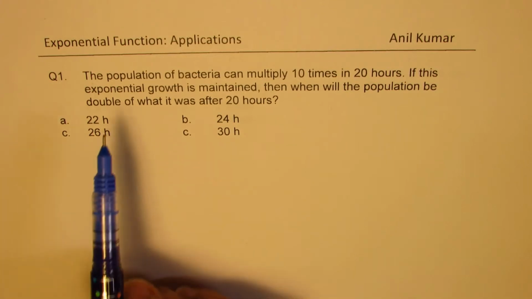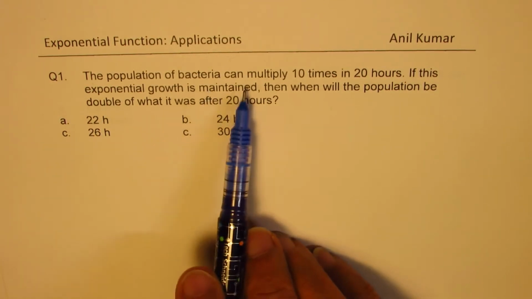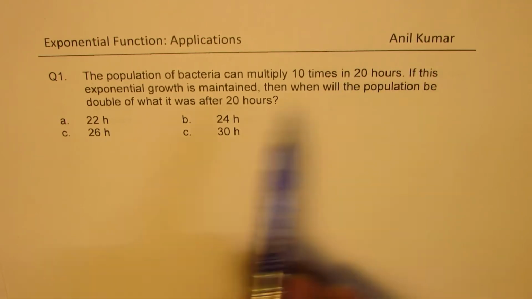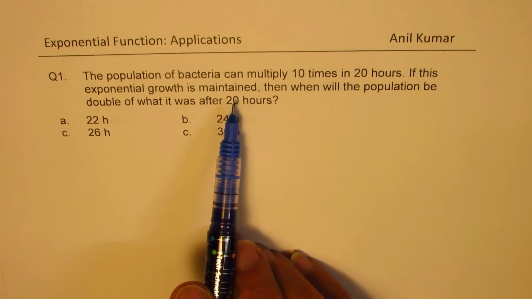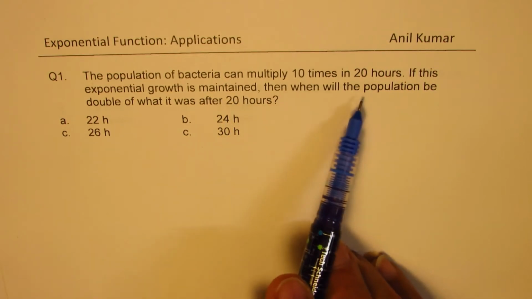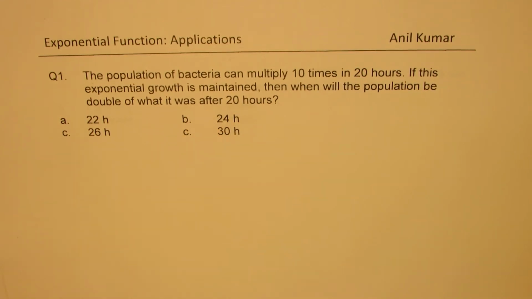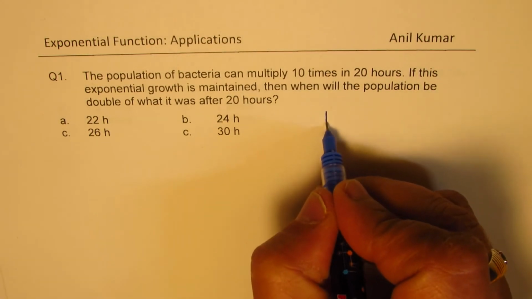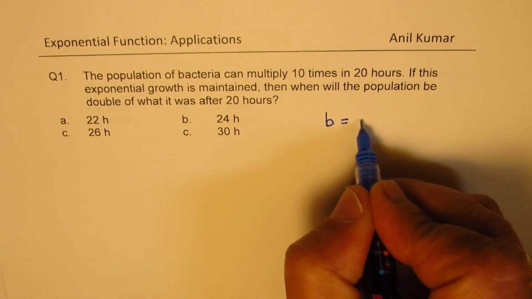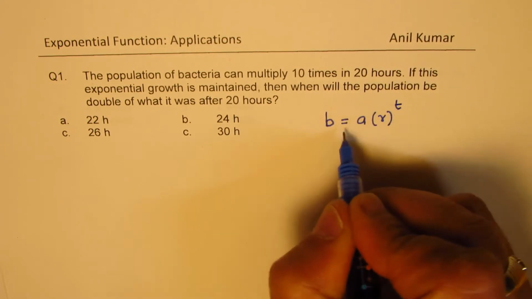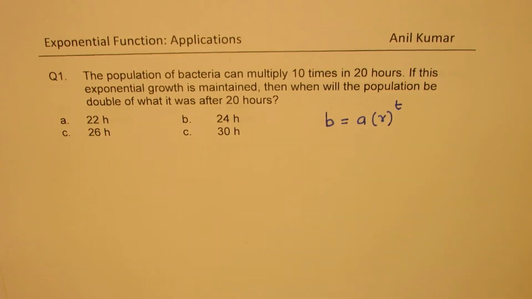Question number 1. The population of bacteria can multiply 10 times in 20 hours. If this exponential growth is maintained, then when will the population be double of what it was after 20 hours? So generally when we are talking about exponential functions, the equation is a times b to the power of rate of growth and time. That is the exponential function which normally we'll be considering to solve most of our questions.